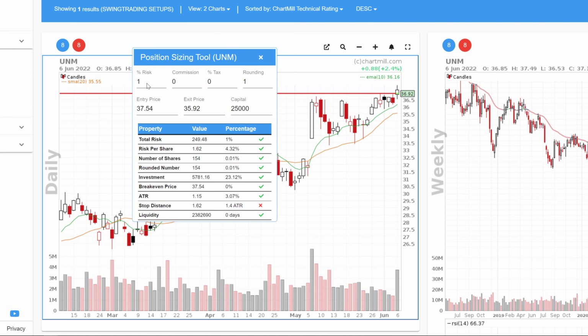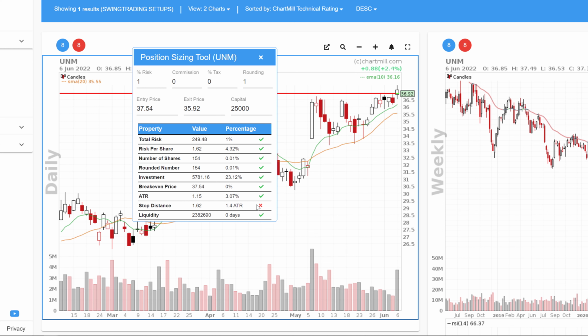So if I have a risk percentage of 1% with this kind of distance, I can buy 154 shares. The total investment is just below $6,000, which is approximately 23%. The break-even price is 0% because I didn't mention commission rate or percentage tax if applicable.